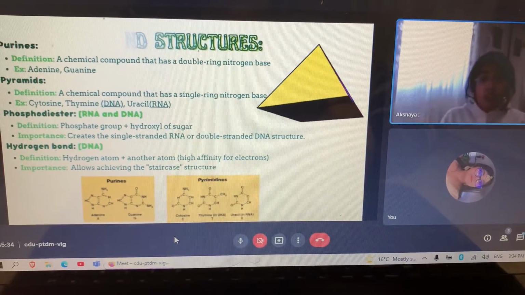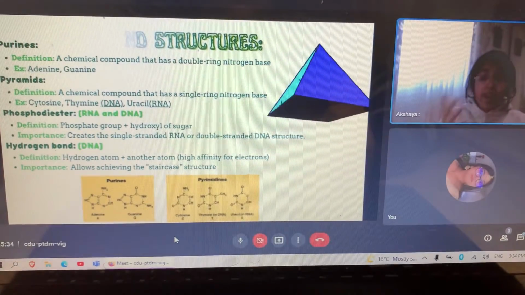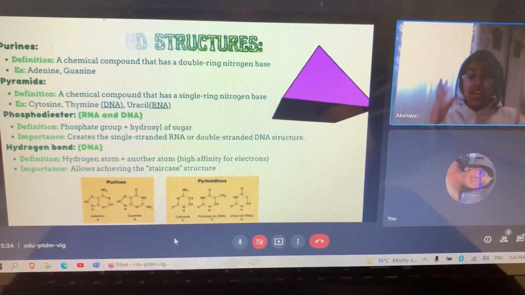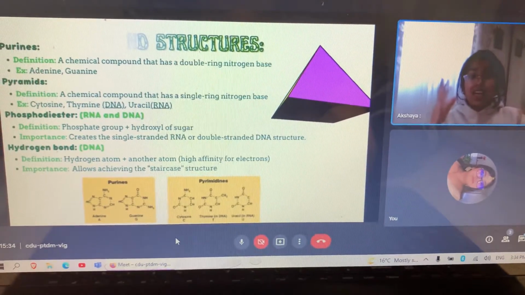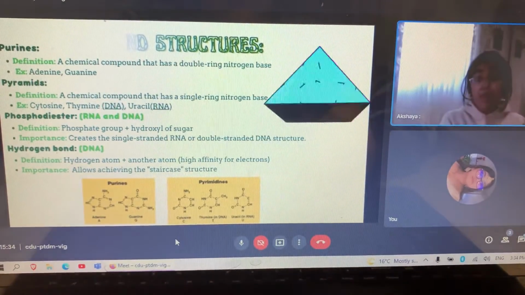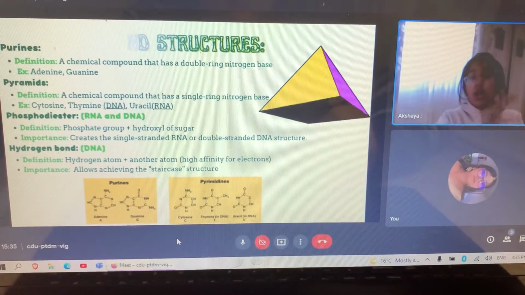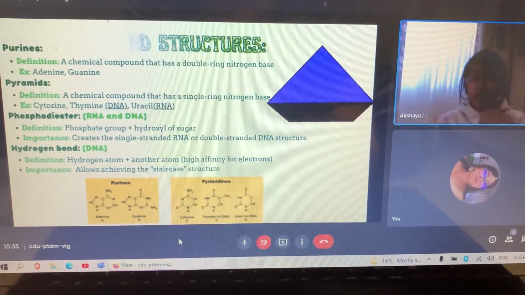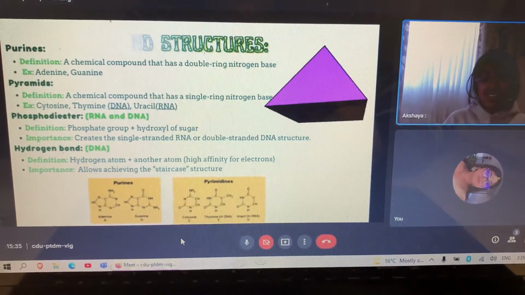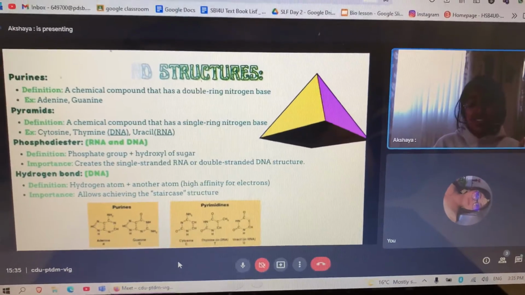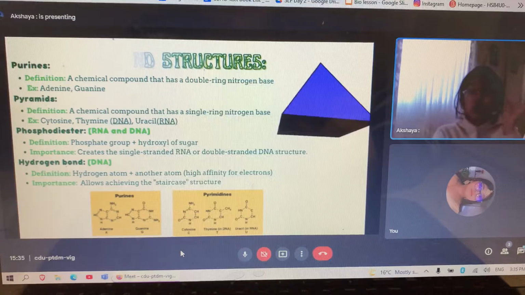Now, another important bond you need to know is a phosphodiester bond. A phosphodiester bond is the actual linkage of a phosphate group plus a ribose or deoxyribose sugar linking to a base pair. And what this does is that it creates a single-stranded or double-stranded structure of RNA or DNA, which is crucial.